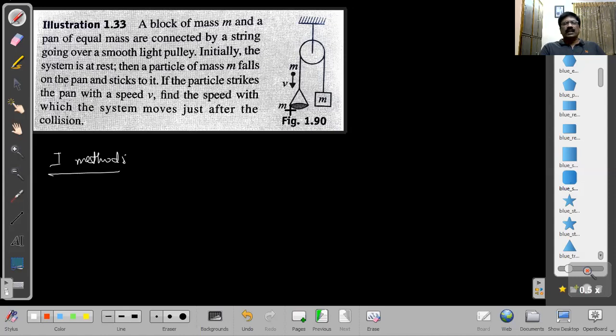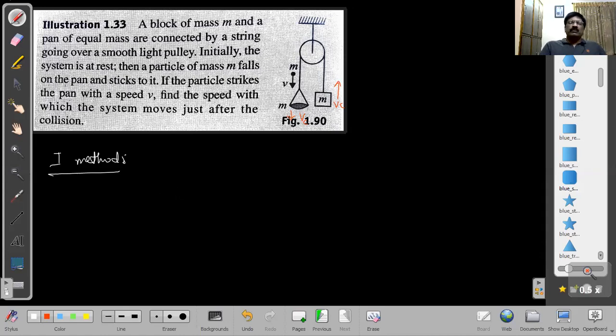Suppose the pan along with the particle move downwards with a common velocity, say vc. At the same time, this block also moves upwards with the same common velocity vc, because the block is connected to the pan. Immediately after the particle makes collision with this pan, with whatever velocity the pan moves down, with the same velocity at that instant the block moves upwards.